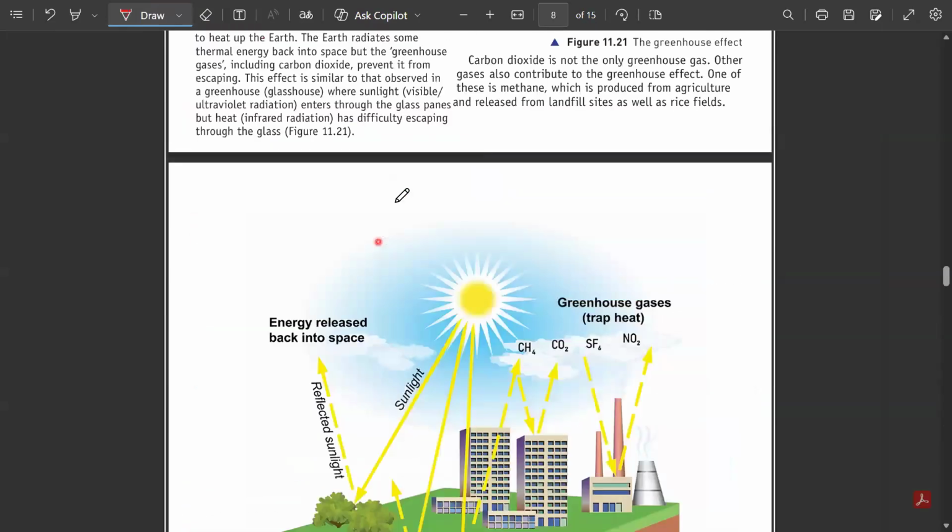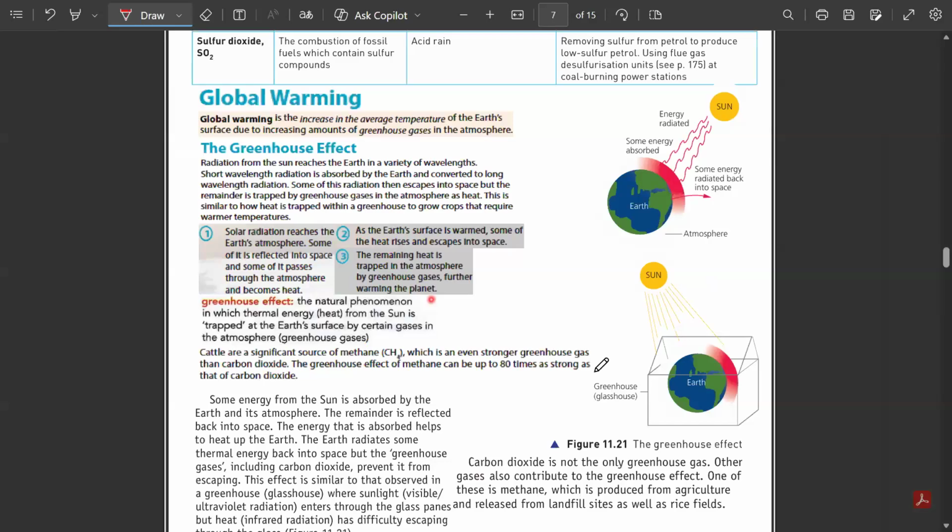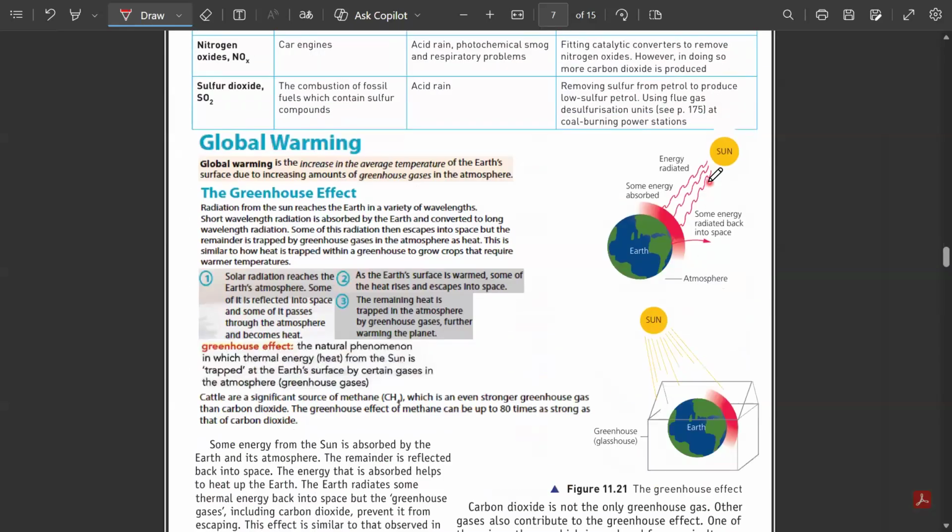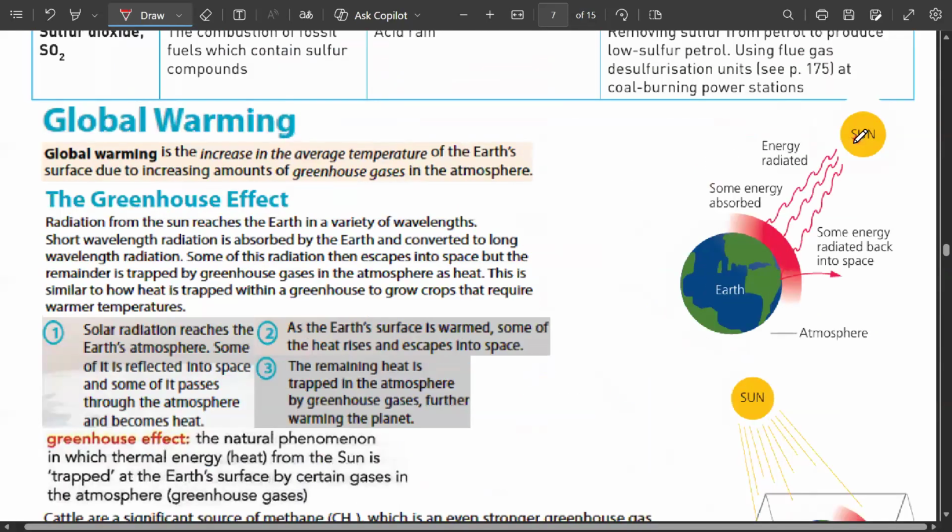Over here there is just one picture and then there is this second picture. The sun is putting radiation to the earth. Energy is radiated by the sun. Some of the energy is absorbed by the atmosphere of the earth. Some energy is radiated back into the space.